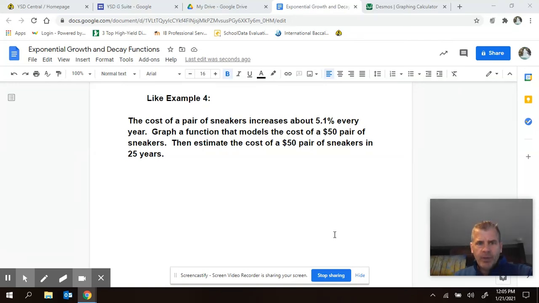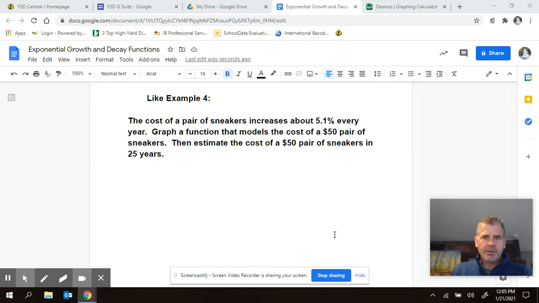Let's look at a real life example involving exponential growth. If you look at the example here, it's just like the one in number 4 in your book. This is actually one of the problems out of the homework assignment, so go find out which one that is.